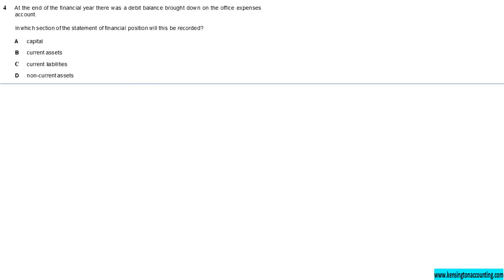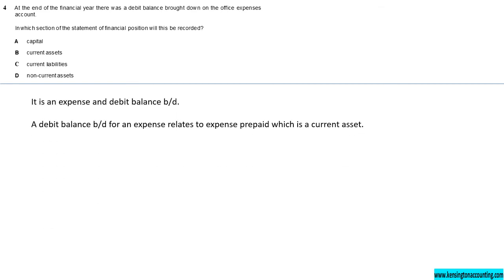Question 4. At the end of the financial year, there was a debit balance brought down on the office expenses account. In which section of the statement of financial position will this be recorded? Okay, first thing to note, it is an expense, and it's a debit balance. Now, a debit balance is an asset, because a liability is a credit balance. So here we're talking of an asset.